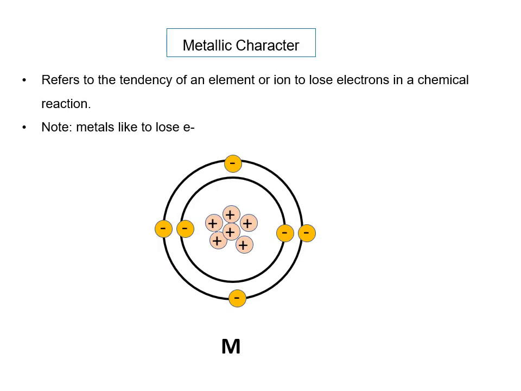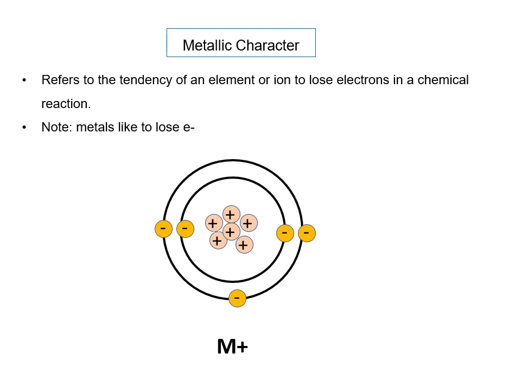All right, so now let's look at metallic character. Metallic character refers to the tendency of an element or an ion to lose electrons in a chemical reaction. And remember, metals like to lose electrons, so if it has high metallic character, it likes to lose electrons, right? So this is what would happen. The metal, right, loses an electron and becomes a metal with a positive 1 charge.